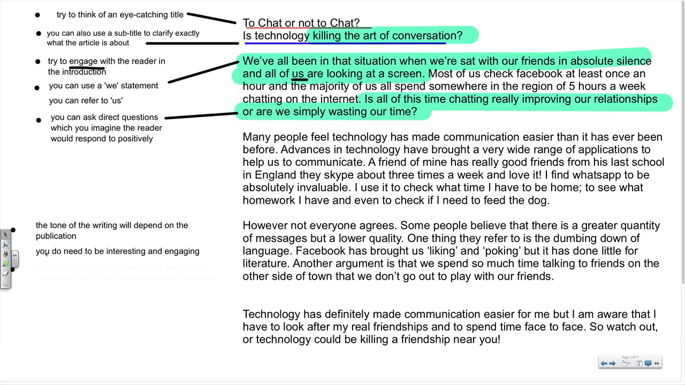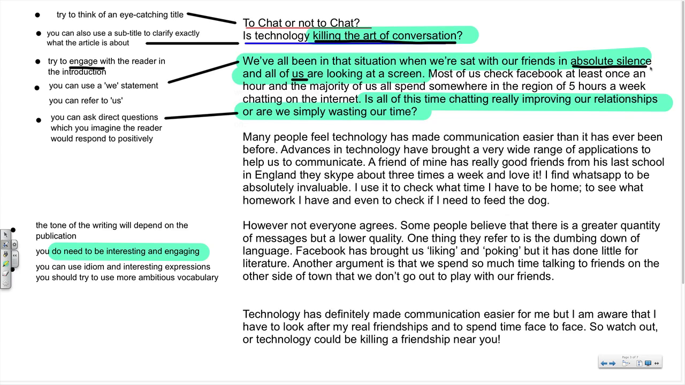The tone of your writing will depend on the publication that you're writing for. But in an article, you do need to be interesting and you do try to engage the reader. You can use idiom and you can use interesting expressions. You should try to use more ambitious vocabulary. So this is a very good start, "killing the art of conversation".